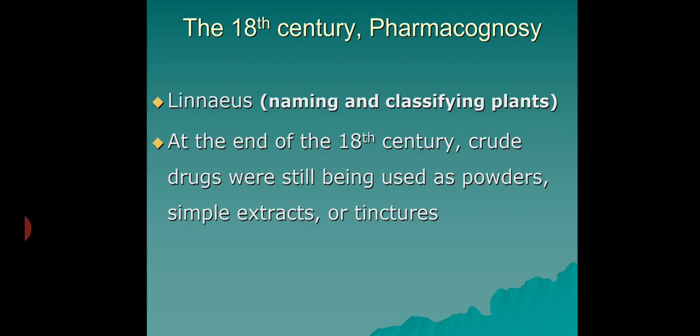So there it comes. At the end of the 18th century, crude drugs were still being used as powders, simple extracts or tinctures. Till the end of the 18th century, people used medicinal products in the form of powder, crude drugs, or simply they extracted with water, boiled it, filtered it, and consumed it. Or tincture: they added herbal material, added some alcohol and soaked for some time. Constituents go into the alcohol solvent, and they filter and consume. This was the practice till the 18th century.